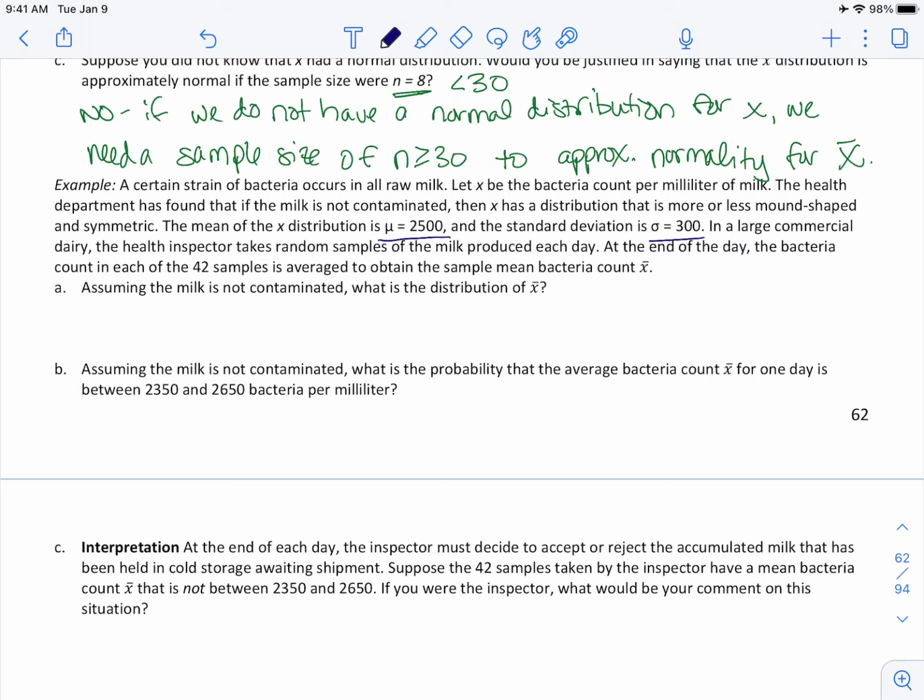In a large commercial dairy, the health inspector takes random samples of the milk produced each day. At the end of the day, the bacteria count in each of the 42 samples is averaged to obtain the sample mean bacteria count X bar. Assuming the milk is not contaminated, what is the distribution of X bar? Meaning, please find the mean and standard deviation.